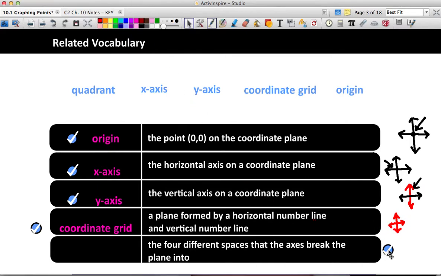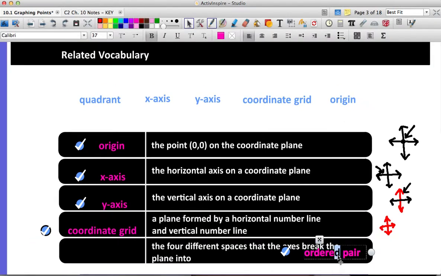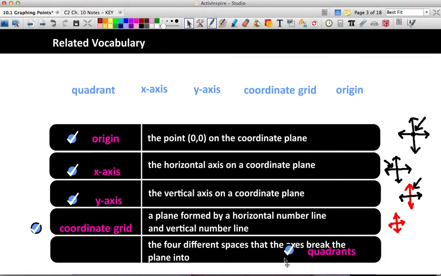And then the 4 different spaces that the axes break the plane into. These are actually called quadrants. Those 4 different spaces that you see. So again, draw another coordinate plane or coordinate grid. And these spaces that you see here, so here's one, here's one, here's one, those are called the 4 quadrants.